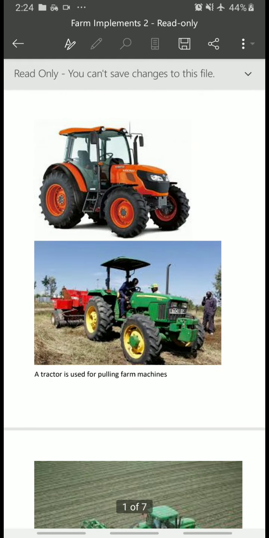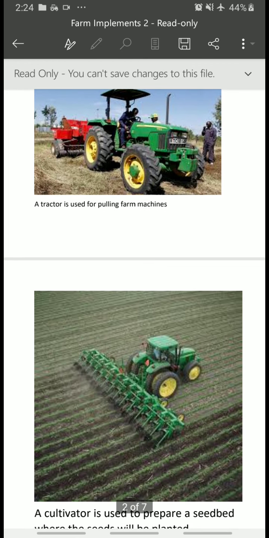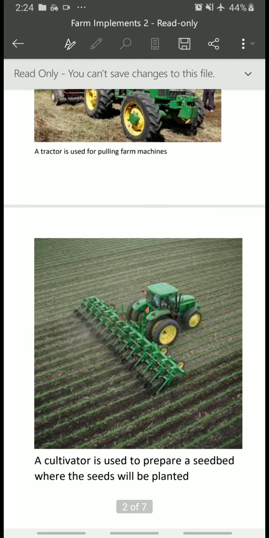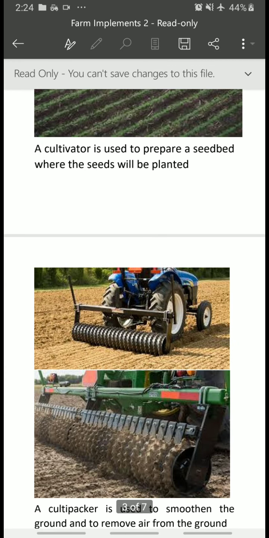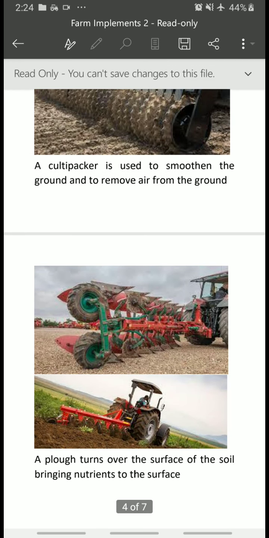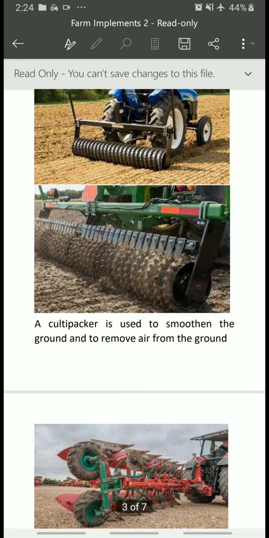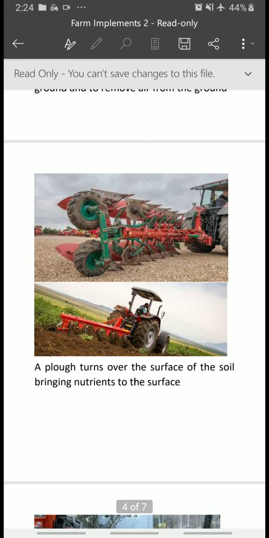So let's go over it. We have the tractor that pulls other machines. Can you see the other machines it's pulling? Can you see the tractor is pulling this cultivator here? Yes, the cultivator is that wide one that is making the rows. So the tractor is pulling it. The tractor is pulling the plow here. Can you see? The tractor is pulling the cultipacker and the plow.